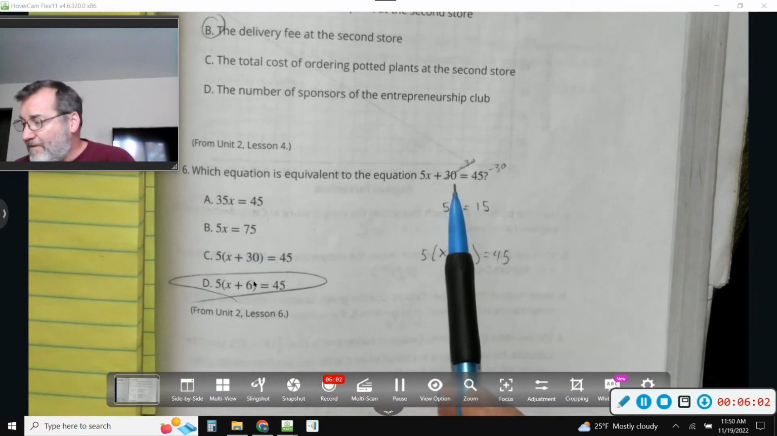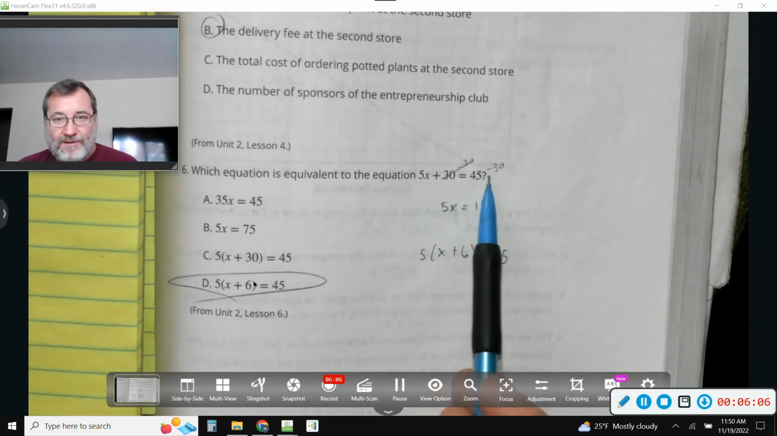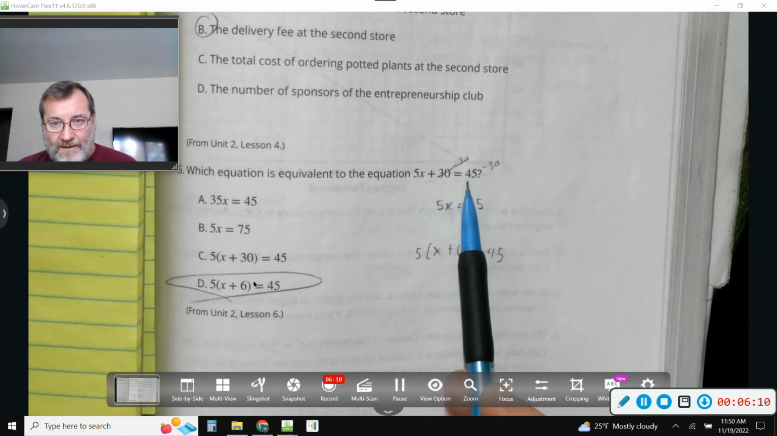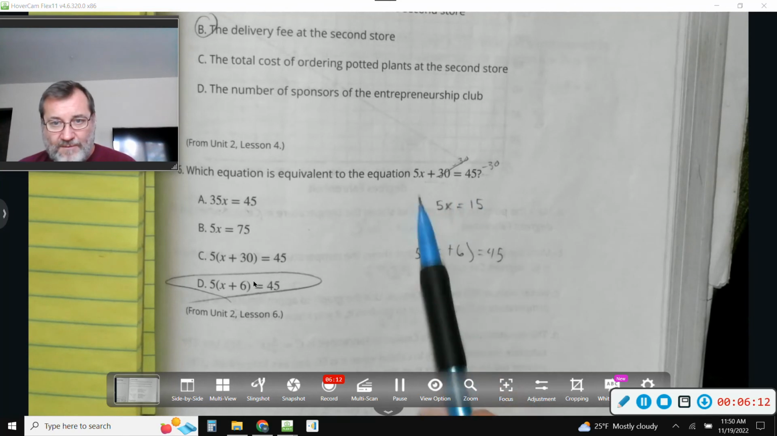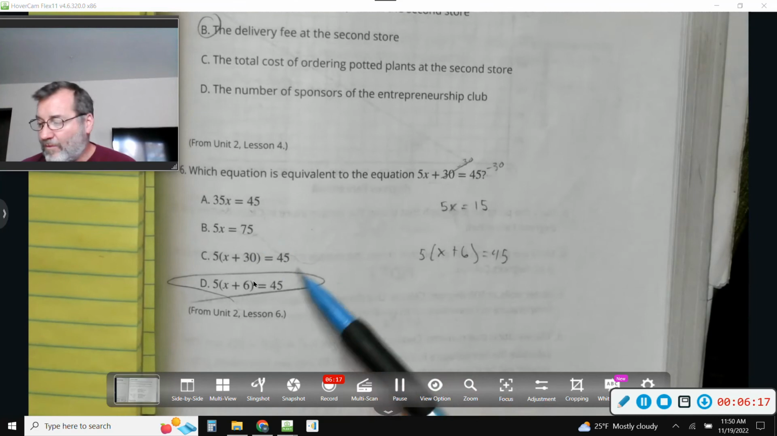5x equals 75. Well, it looks like they're trying to move the 30 over to this other side. To do that, you have to subtract 30, not add 30. And if you have 45 minus 30, it would be 15. So that one's completely jacked up. So no, that one won't work.